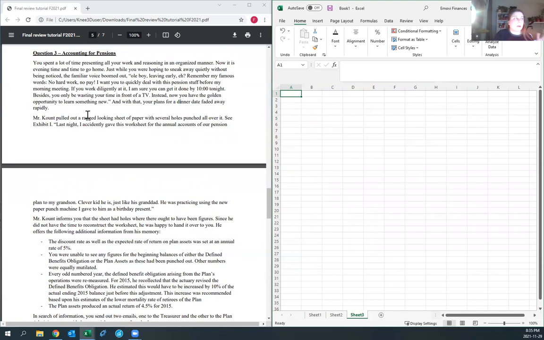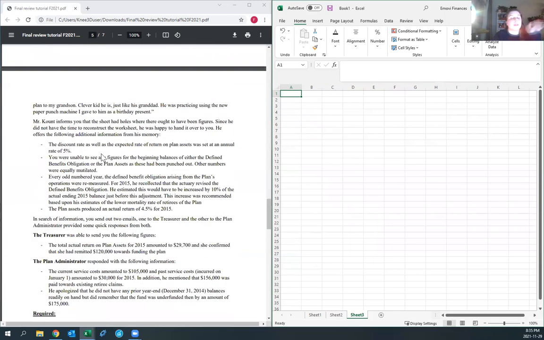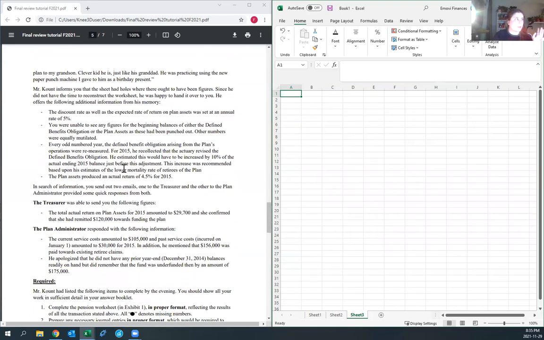So here basically the boss is saying that he lost the information on the pension worksheet and there's some information that he remembers. Is there any theory that you should know for this? I think I'm going to go through the theory as I go. So Mr. Camp informs you that the sheet had holes where there ought to have been figures. Since he did not have the time to reconstruct the worksheet, he was happy to hand it over to you. He offers the following additional information from his memory.